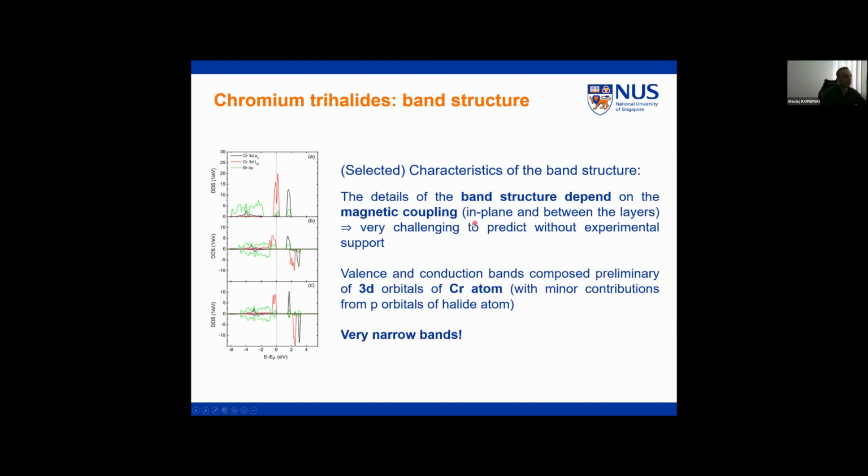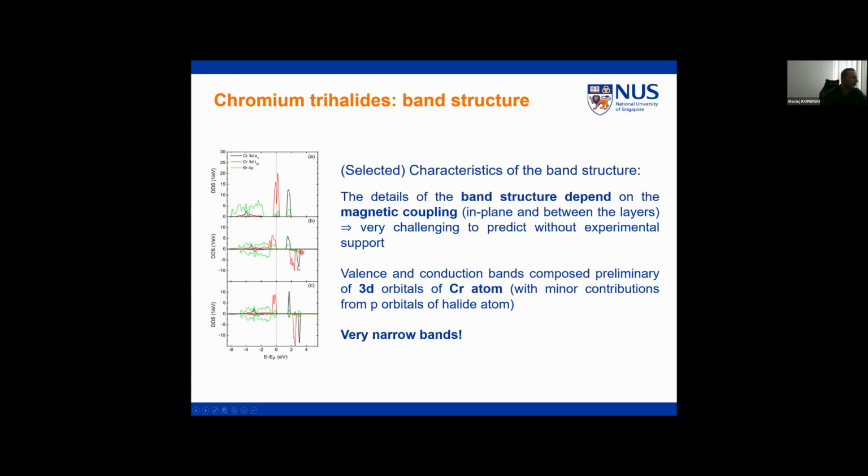So these calculations predict that both the valence and conduction band of these materials are made predominantly of the 3d orbitals of the chromium atom, with a little bit of a mixture of the p orbitals from the halide atoms. And because the 3d orbitals are very localized in real space, it leads to the creation of extremely narrow bands, which are obviously responsible for the many-body correlated effects in these materials.